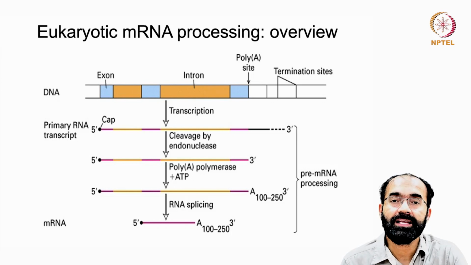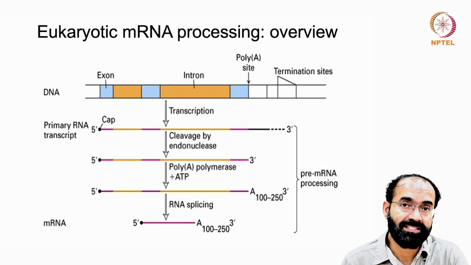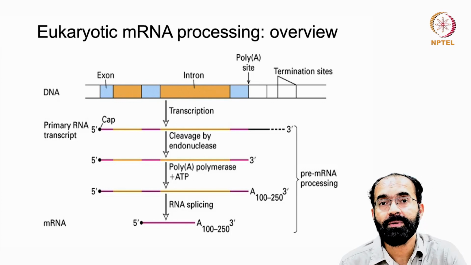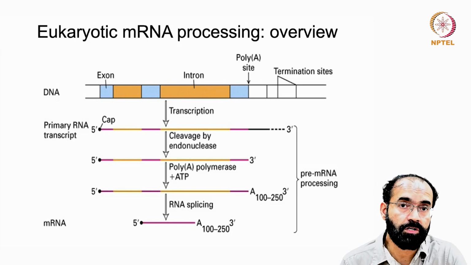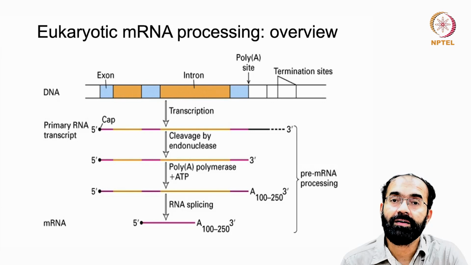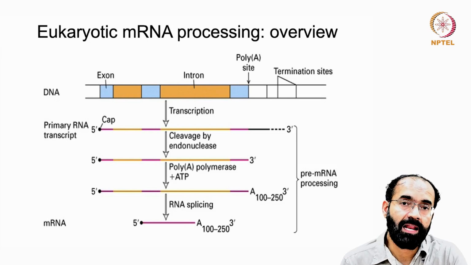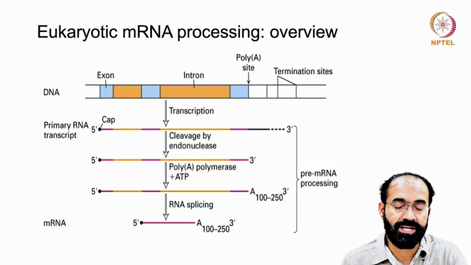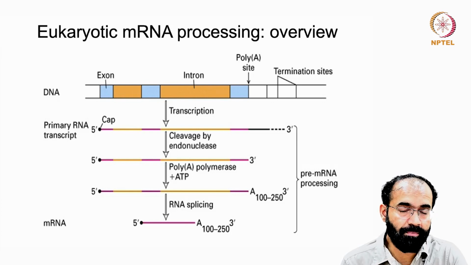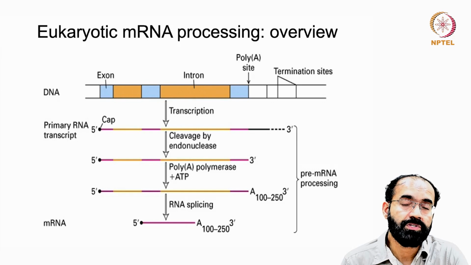And downstream of that, you have got some termination sites. During the transcription, this will become handy, because remember, the poly-A is not present in the DNA. You have a poly-A site, and then you have a termination signal which allows the transcription termination, and the poly-A site will be utilized by the poly-A polymerase to recognize where to start adding the poly-A tail.